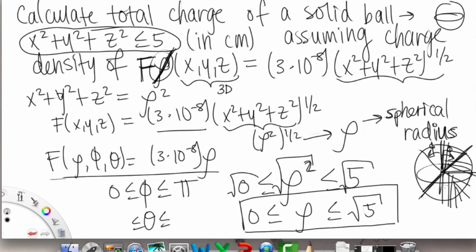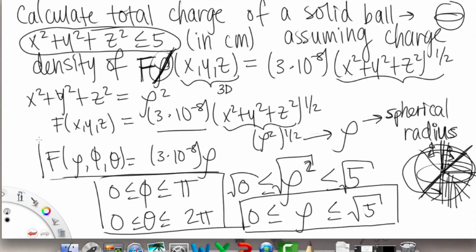One paper thin slice of the orange. And then theta allows us to rotate it around the z-axis, and we're going to go all the way around, so that would be 2 pi. So these are our bounds. So we have all of that, and we have our function in terms of spherical coordinates.